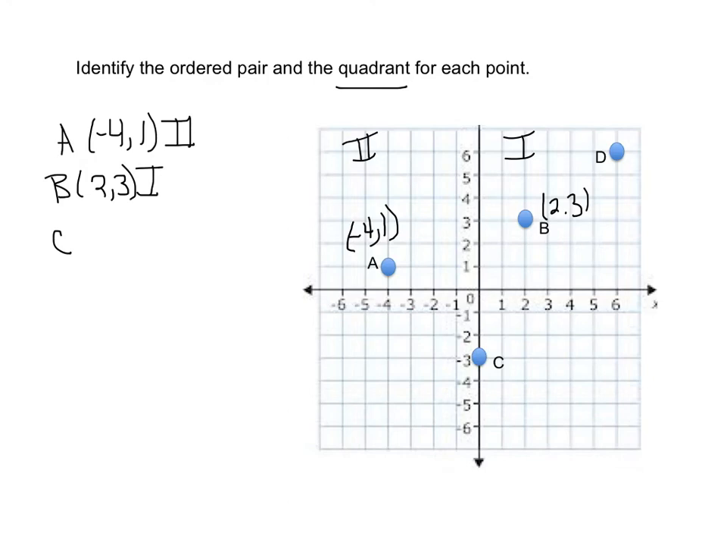Point C is down 3, but we didn't move left or right, so it's 0, negative 3. And on this one, it's not actually in a quadrant because it's in between the quadrants since it's on the axis itself. And then point D is at the ordered pair 6, 6, and it is also in quadrant 1.